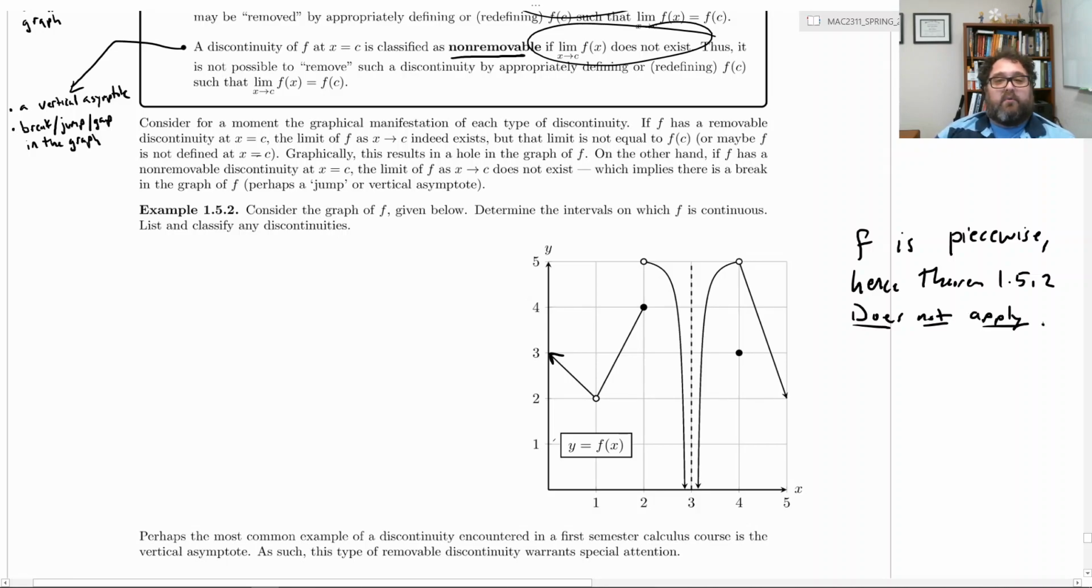What did theorem 1.5.2 say? Theorem 1.5.2 said that for our typical functions, polynomials, rationals, radicals, exponentials, trig, logarithmic, they are continuous on their domain. Well, if theorem 1.5.2 does not apply, then this function is not continuous on its domain. And why is it important I say that? Because the domain of this function is not going to match where it's continuous, and we'll talk about that once we're finished. In fact, let's do domain first.